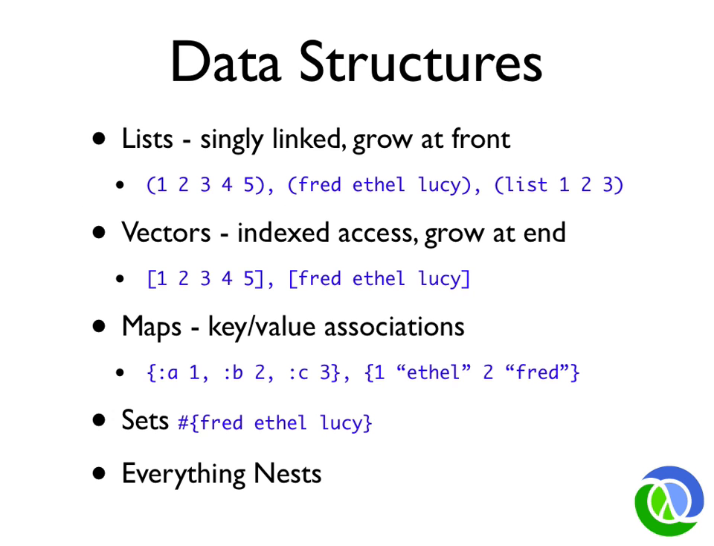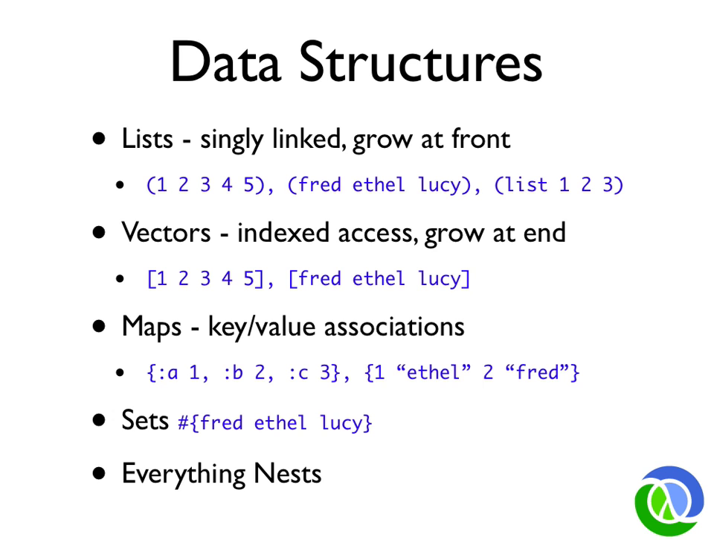Okay, so those are the atomic things. They can't be divided, right? That's what atomic means. A number isn't a composite thing. But there are composite or aggregate data structures in Clojure, and they're kind of the core abstractions of computer science.